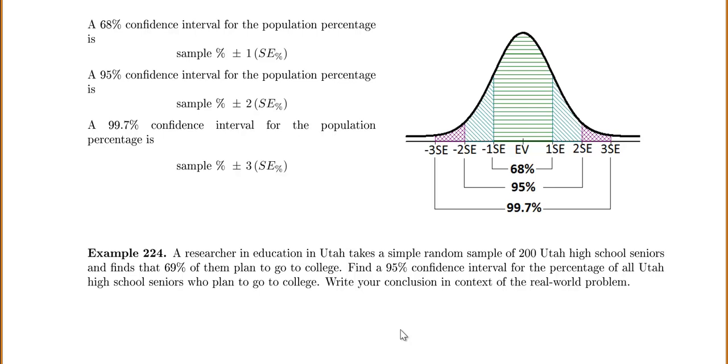So let's try an example. A researcher in education in Utah takes a simple random sample of 200 Utah high school seniors and finds that 69% of them plan to go to college. Find a 95% confidence interval for the percentage of all Utah high school students who plan to go to college. And we're going to write our conclusion in the context of the real-world problem. Since we want a 95% confidence interval, our first step is to find our sample percentage and our standard error.